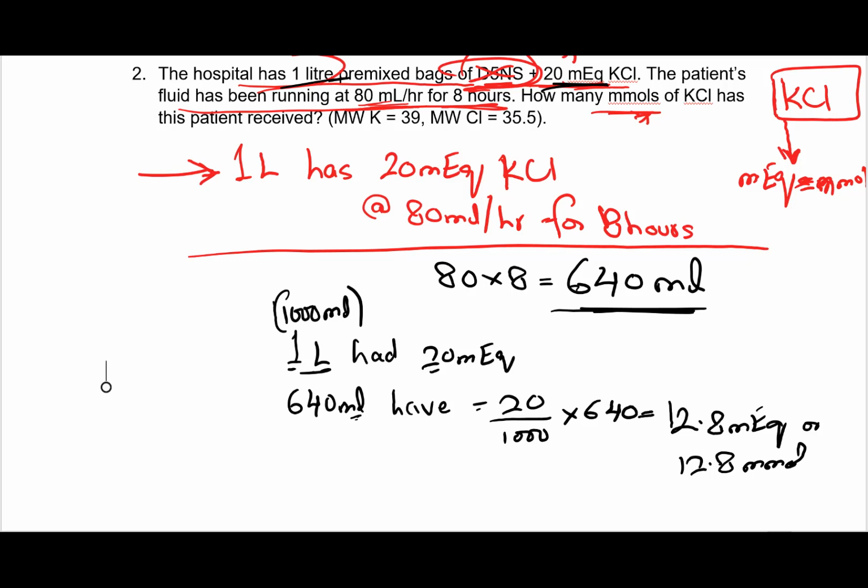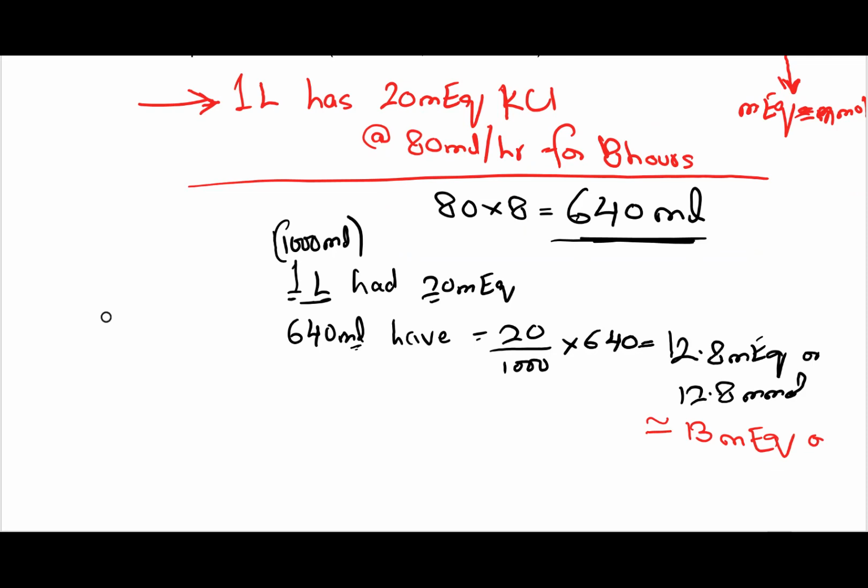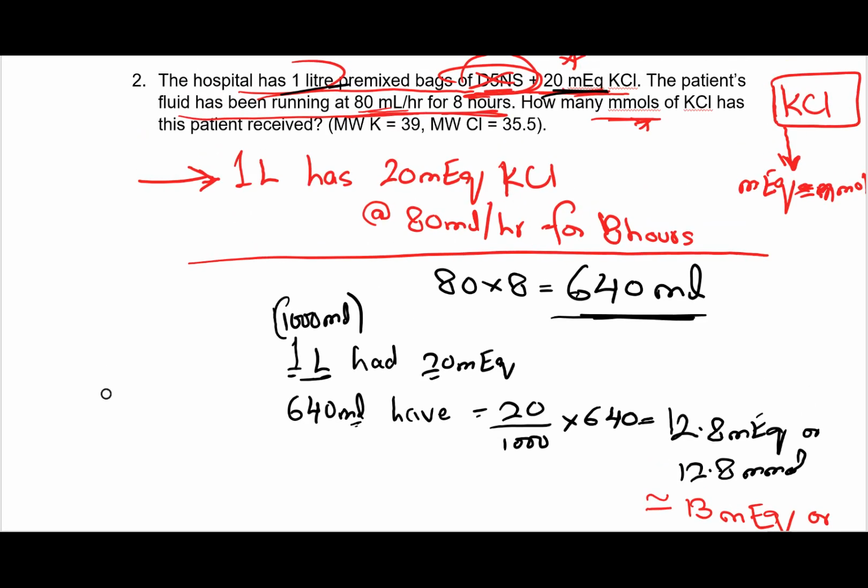Sometimes in the questions, in the options, you might also have an option of 13. So just round it up to 13 because that's easier to deal with. So just a quick recap, we had been given the concentration, how many milliequivalents were present in 1 liter, and we had to figure out first how much infusion the patient has received. We calculated how much fluid the patient had received, and then we worked out how many milliequivalents were present in that fluid which the patient had received.